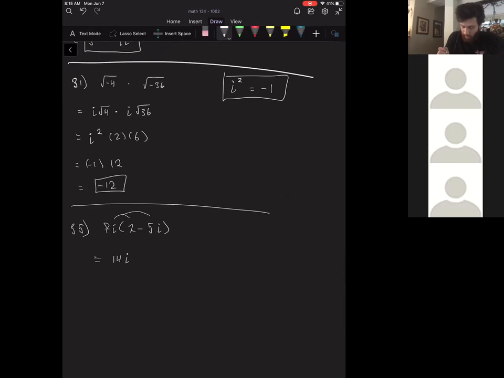So basically it's pretending this i is a variable. And then 7i times 5i, that's going to be minus, so we'll have minus 35i squared. And like we said before, i squared is minus 1, so put a minus 1 here. And so then we'll have 14i. Then we have this minus 35, so plus 35.